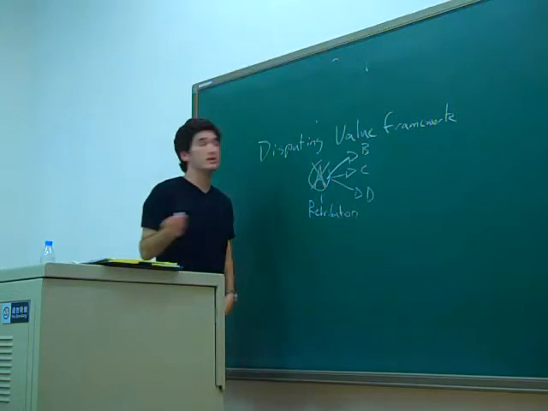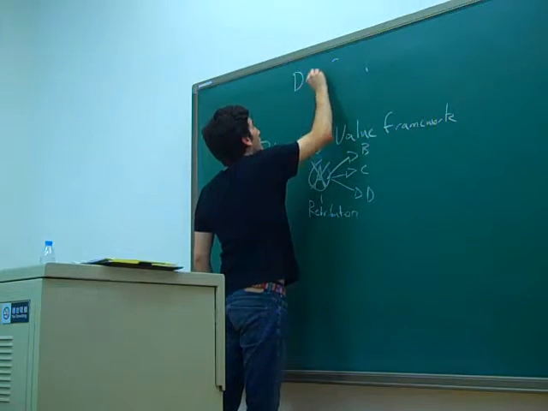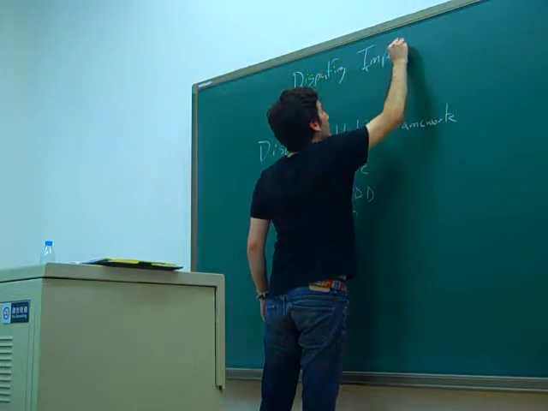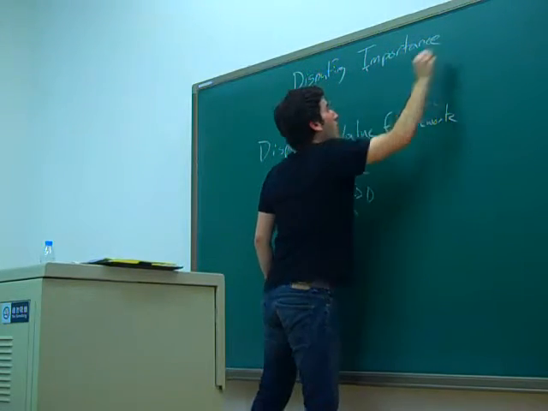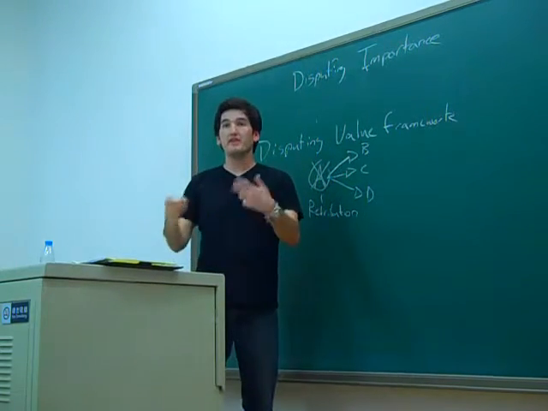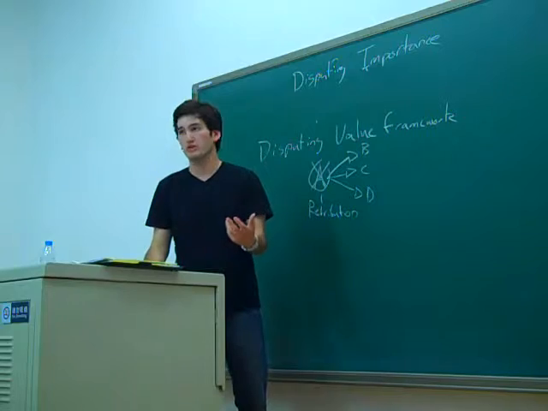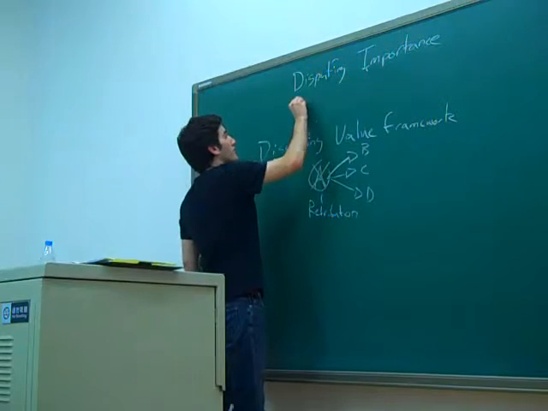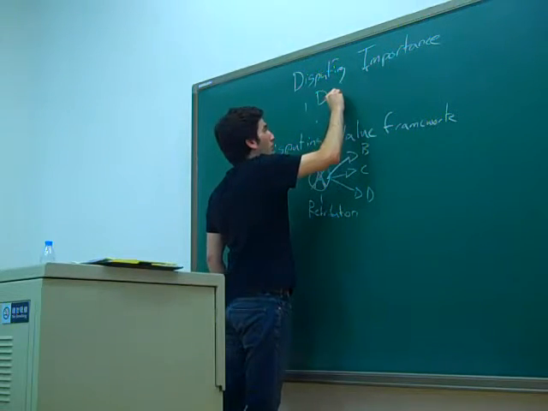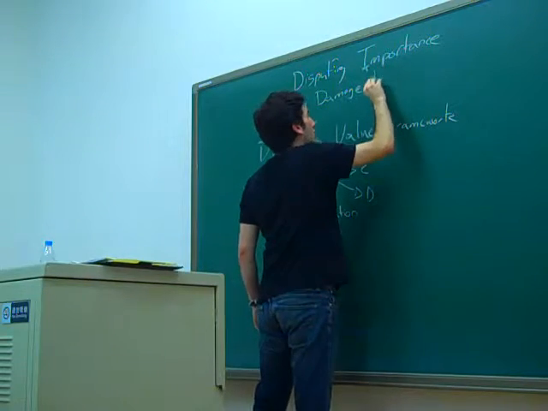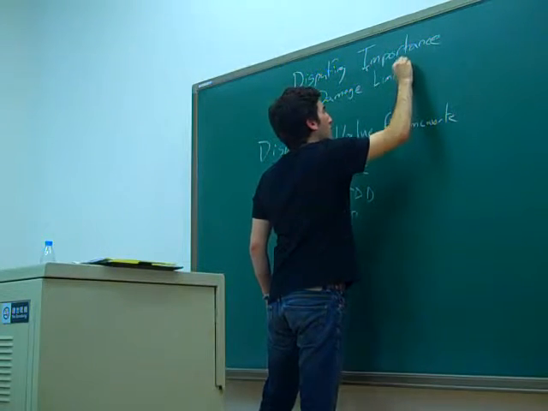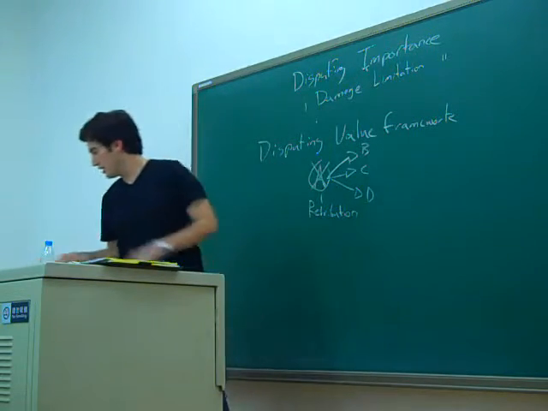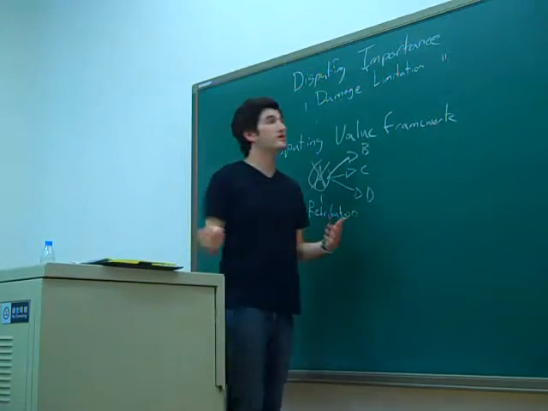Next one I talked about was disputing importance. Say that what they've said is important, but you limit the importance of what they've said. What they've said is not what's truly relevant for the debate. What's truly relevant for the debate is some other factor. You do that through either damage limitation or through stressing the importance of other things.